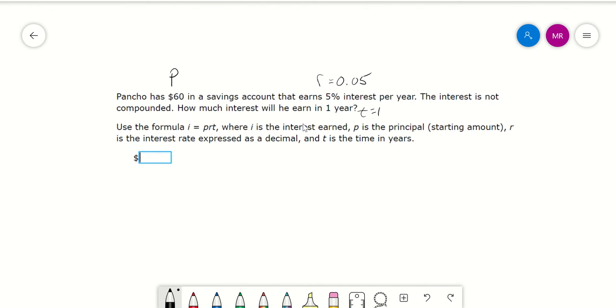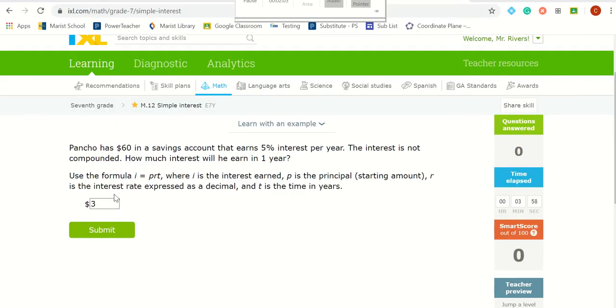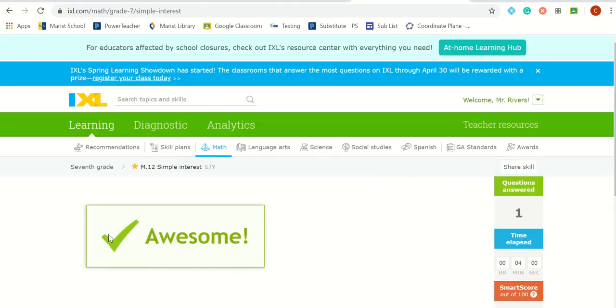So T equals 1. Use the formula I equals P times R times T, where I is the interest, et cetera, et cetera. We've already talked about that. So let's plug everything in. We get the interest equals 60 times 0.05 times 1. Go to the calculator now, multiply all that out, and we get the interest earned is $3. So let's go back to IXL and type that in. $3, submit. There you go.